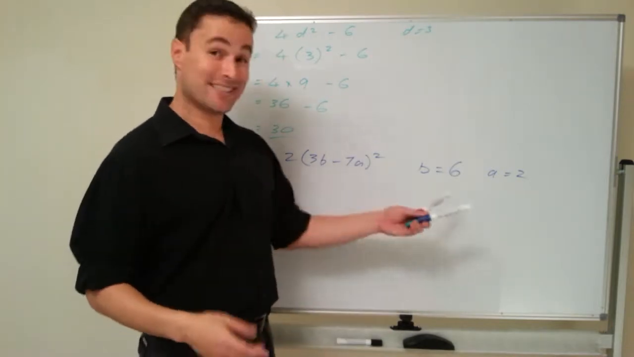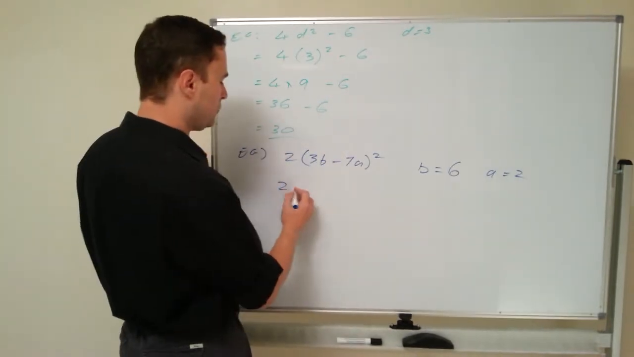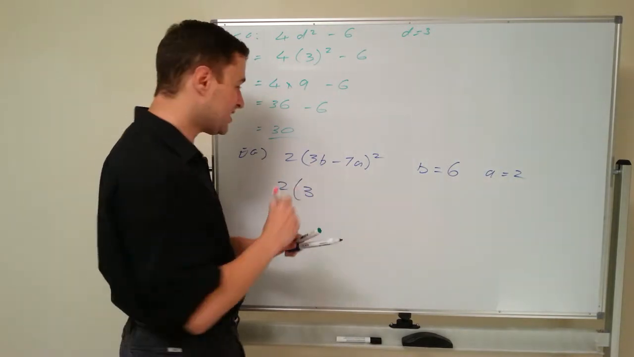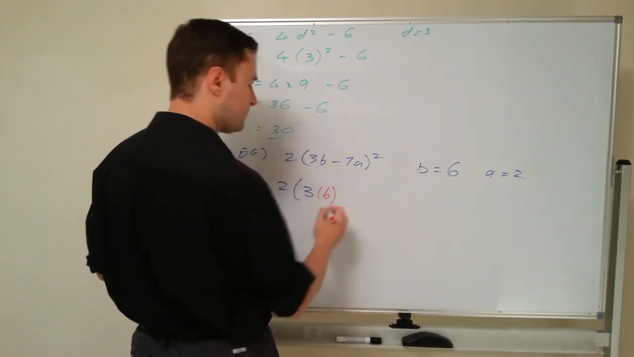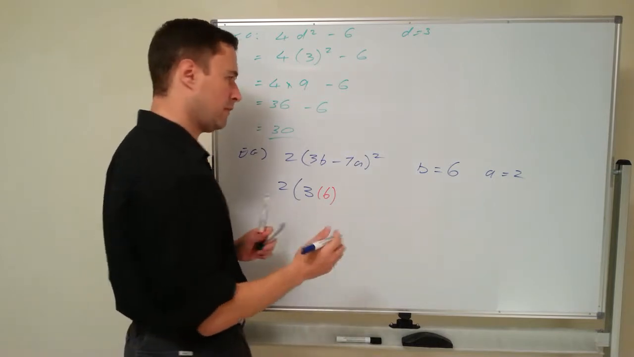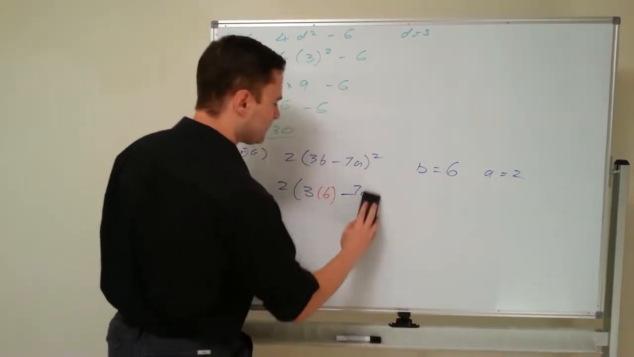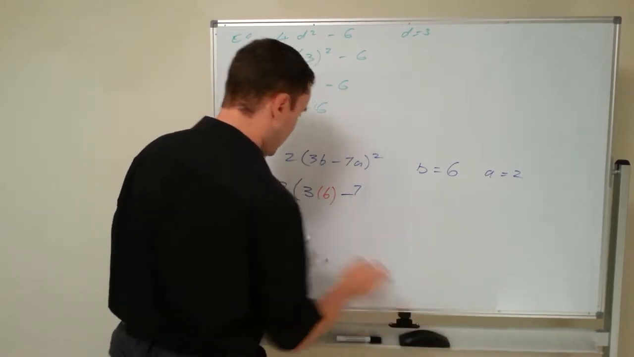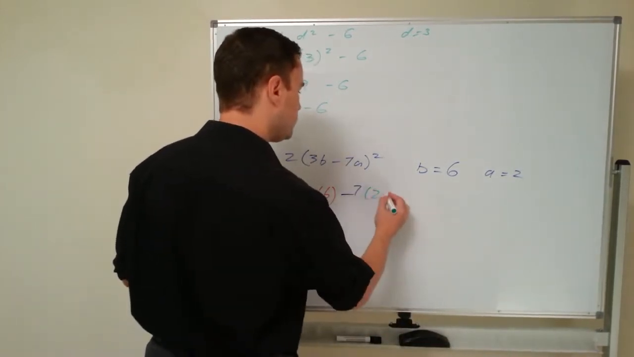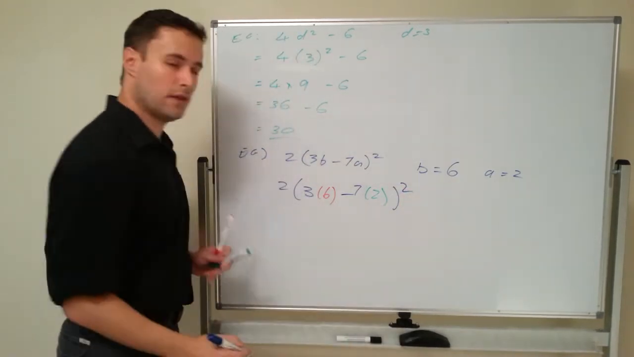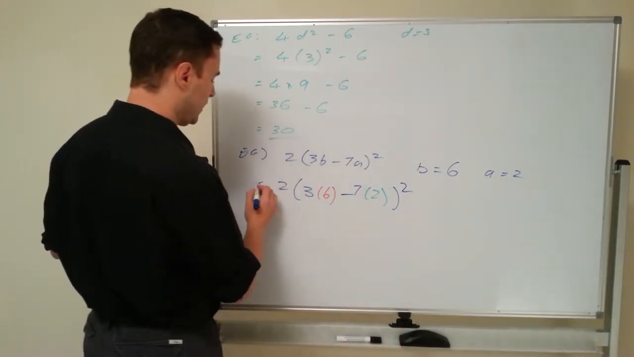Okay. Alright, so let's do the first substitution. So I've got 2 brackets, 3, and I'm going to replace b with the number 6. Do it in brackets. Trust me with this. Minus 7, and I'm going to replace a. Now I want to color code this so you can see it. I want to replace a with the number 2. Okay, all squared. Everyone with me? Right. So that's the first step.